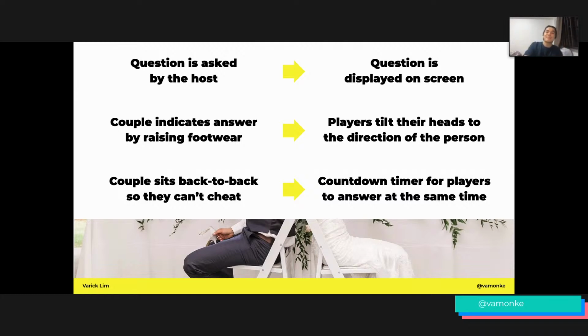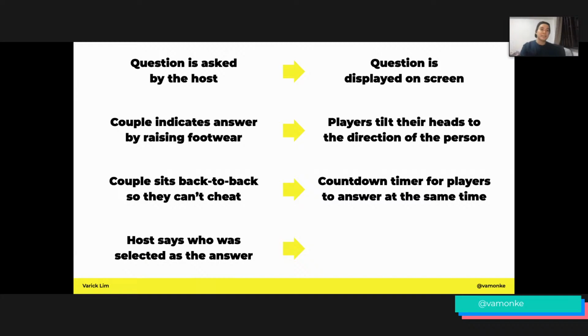And then the last part of a wedding shoe game is that the host says who was selected as the answer, or who was correct, or whether they are correct. So this part was a bit of an extra step that I wanted to do when I was designing the filter. I thought it would be fun if the filter would be smart enough to know who was selected by the couple.